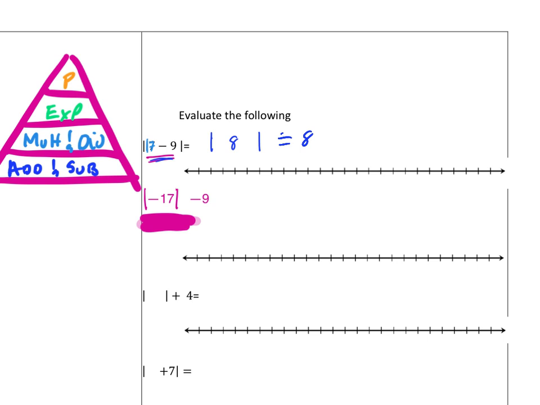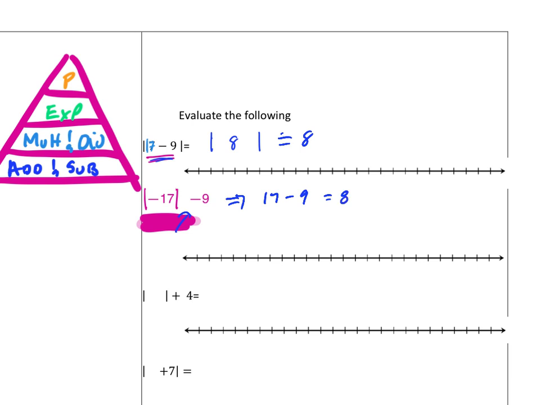But if we look at this one, it's not all inside. So what we have to do is, and some of you are pretty good at this, you're going to rewrite it, right? You're going to carry it over, and then you're just going to say, well, what is the absolute value of negative 17? So that's going to be 17. And then that takes care of it. That's the operation. Now we have just 17 minus 9, and that is 8.